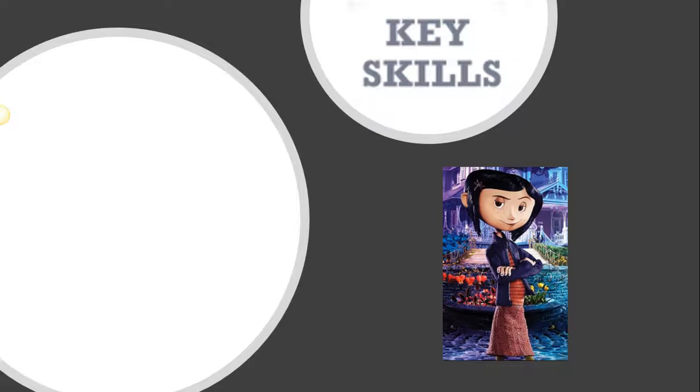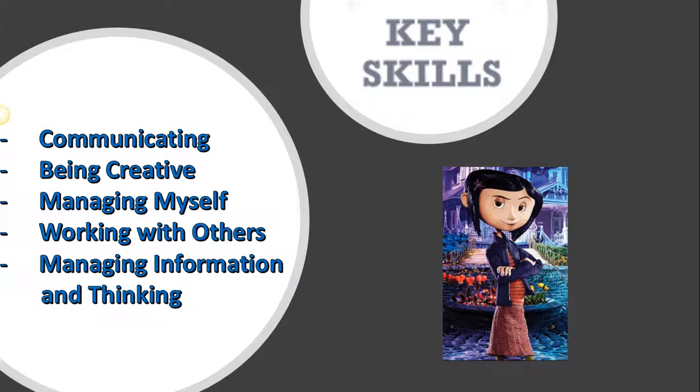Okay, I want to move on to the key skills. So there are a number of key skills in teaching this book. First of all, communicating. As I said, students working together, expressing their ideas through art, through writing, through speech is a really good way for them to practice their communication skills. Being creative, again, using their imagination, thinking about alternative endings, getting involved in the character's life, in the character's story by using diary entries, etc. Really good way to be creative.